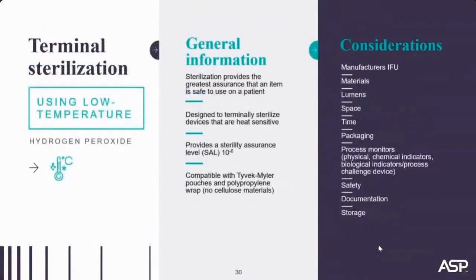Terminal sterilization using low temperature hydrogen peroxide provides the greatest number of quality monitors. These quality monitors are physical, chemical, and biological. The physical is the printout that lets you know the sterilizer parameters have been met and the cycle has completed. The chemical is the internal or external indicator that lets you know the sterilant has reached that indicator. The biological indicator is the closest thing you can use to confirm sterilization because of the destruction of spores.